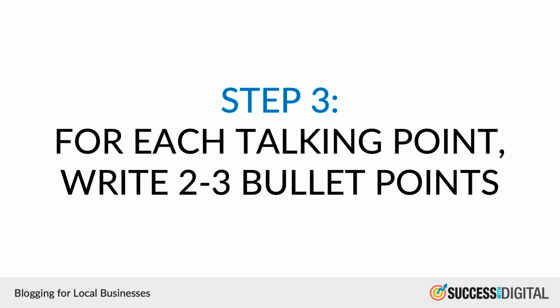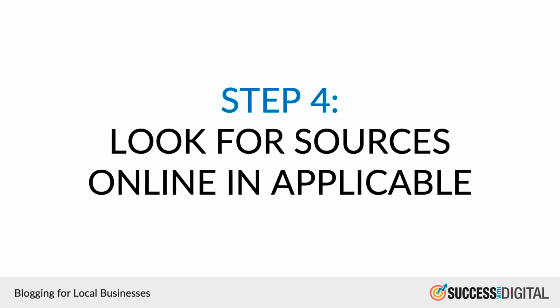And then from there, step 3 is, once you've mapped out your hierarchy of talking points, I would break that down into 2 to 3 subpoints. So 2 to 3 bullet points. Once you have that out, you can start looking for sources online, if applicable. If you want to have a source or link to a study, that kind of thing, then you can look for sources online if it applies to the type of blog post that you're writing.